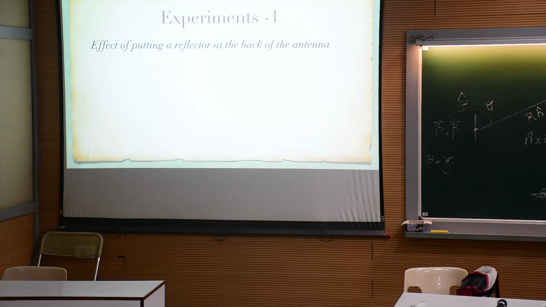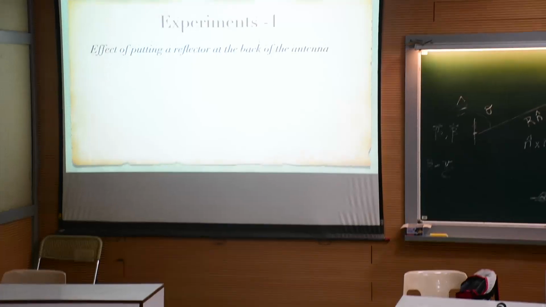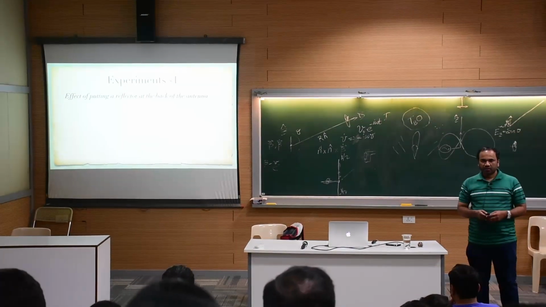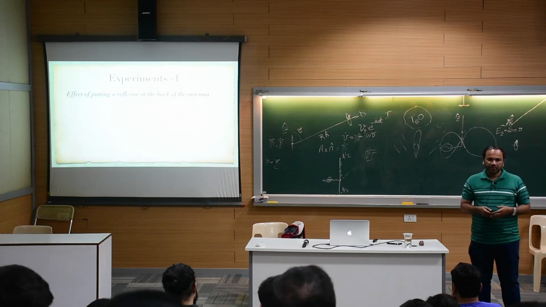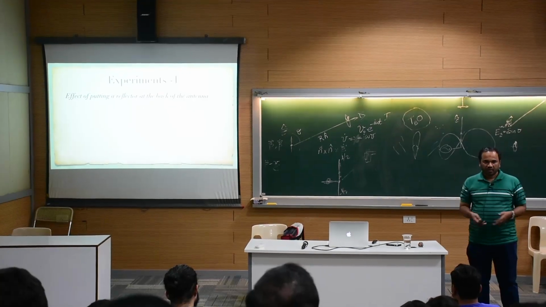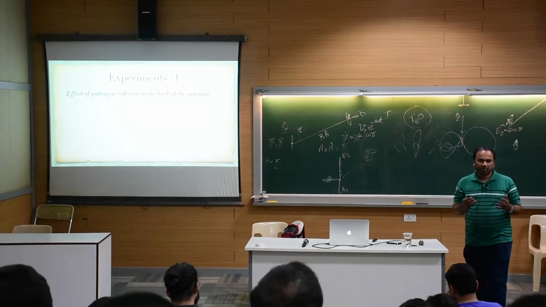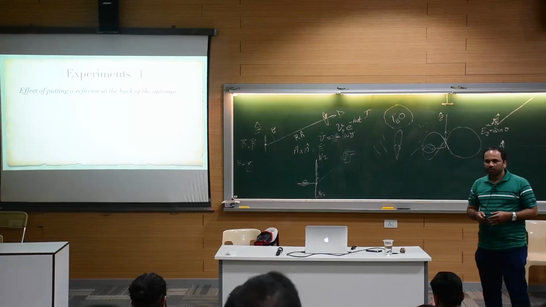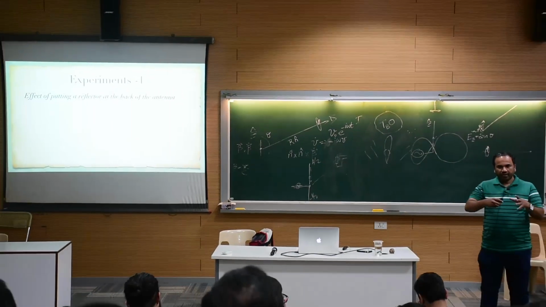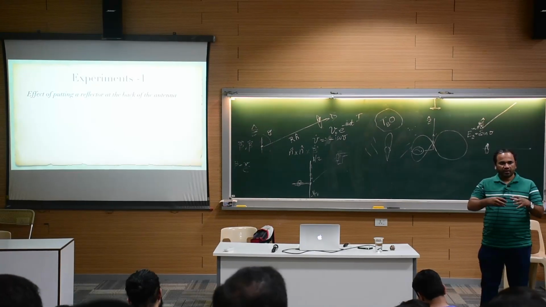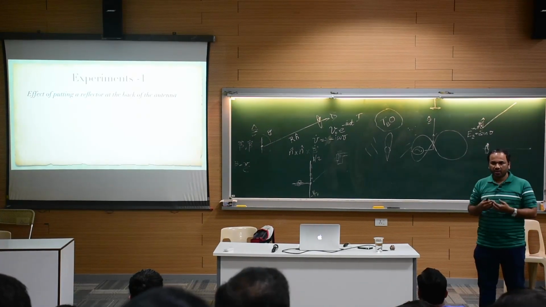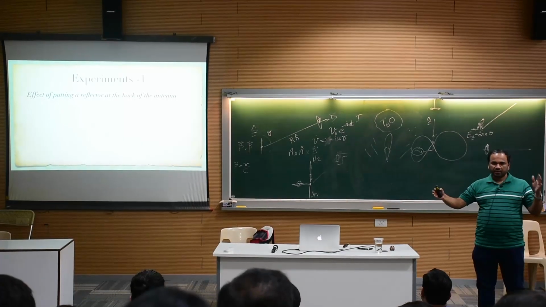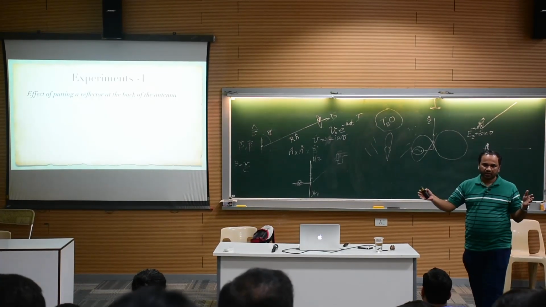So we'll see the first experiment: the effect of putting a reflector at the back of the antenna. In the previous lecture, Prakash explained how an antenna works. What we are doing here is taking an antenna and radiating from it. At the other end, there is another antenna which is receiving the power. So there are 2 antennas: one is the transmitter, and the second is the receiver.